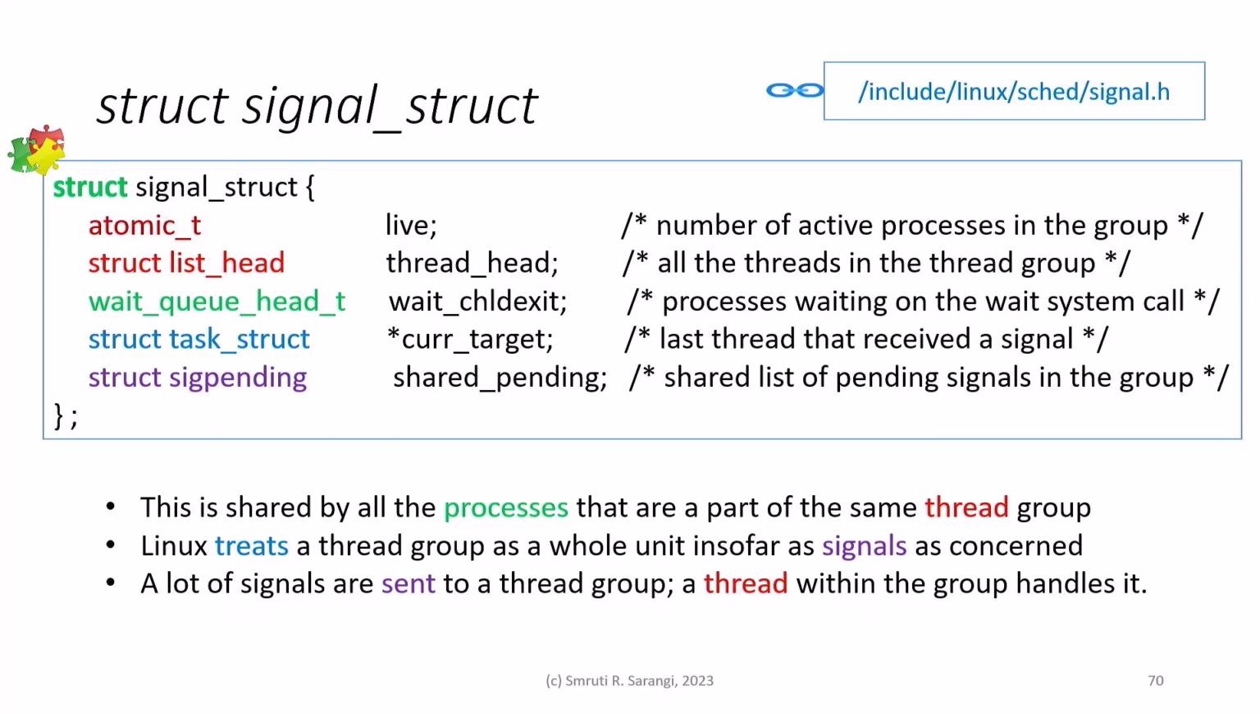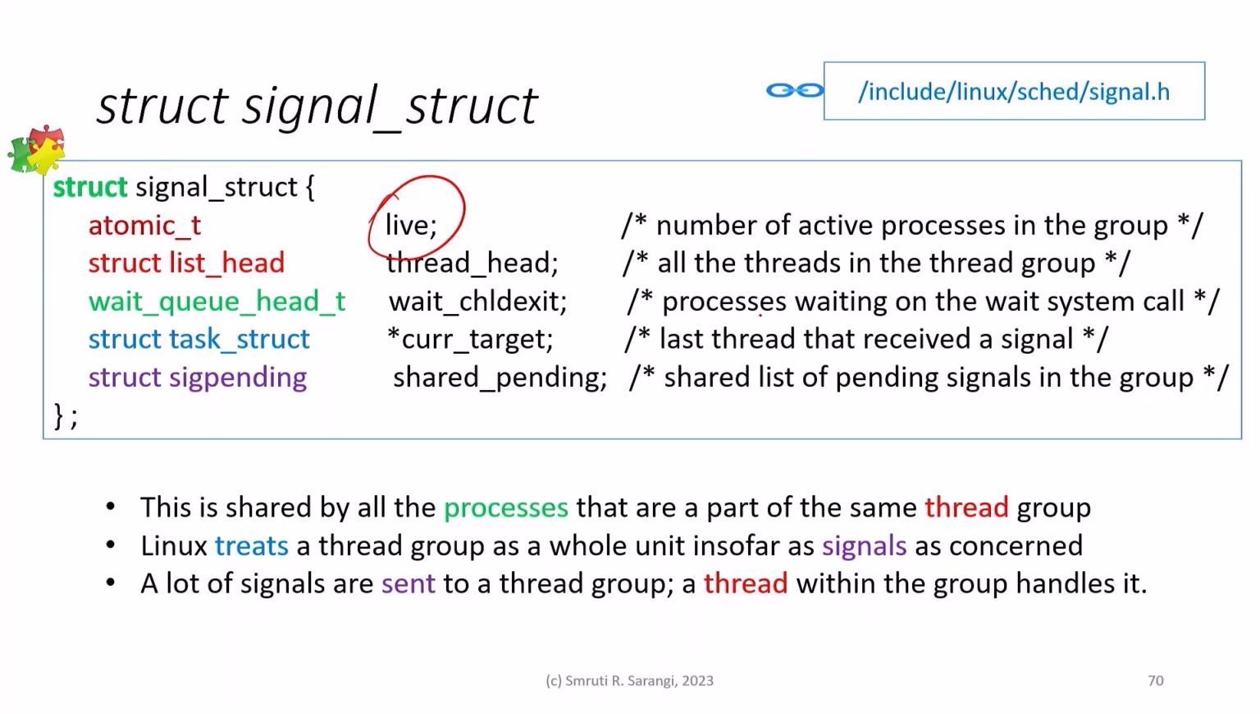So the atomic T is nothing but an atomic integer. Live means the number of active threads in the thread group. All right. Then what you have is that you have all your threads, you organize them as a linked list. In this case, a doubly linked list. So all your threads are organized as a linked list.